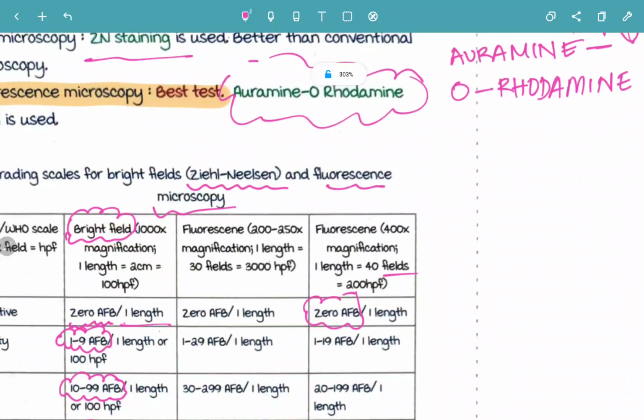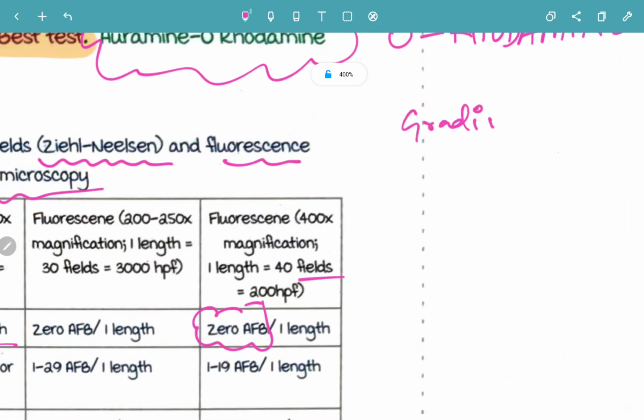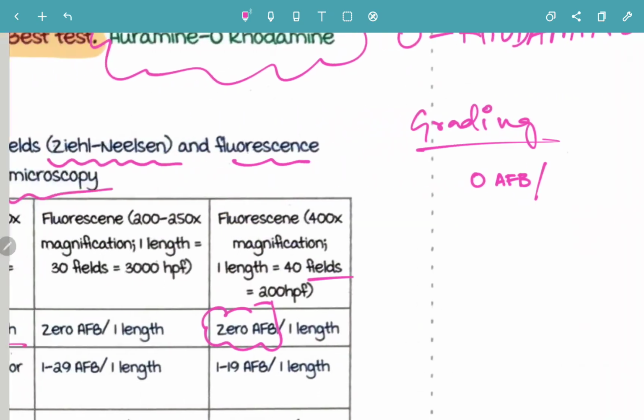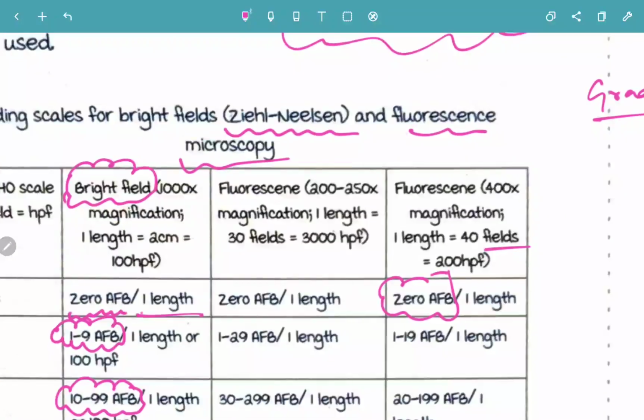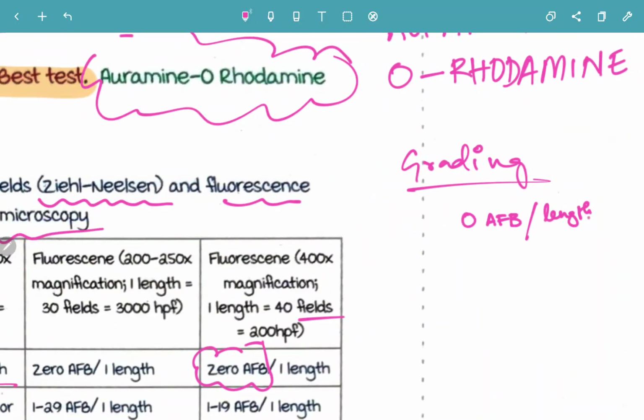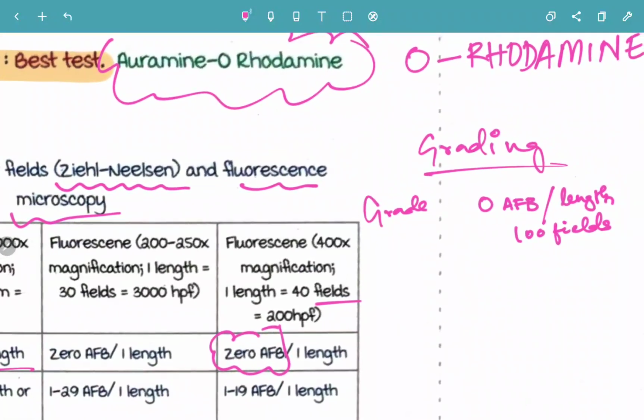So in short, let me tell you about the grading. In a normal bright field microscopy, the acid fast bacilli Ziehl-Neelsen method grading is, if it is 0 acid fast bacilli per length, one length being 100 fields, then it is going to be negative.